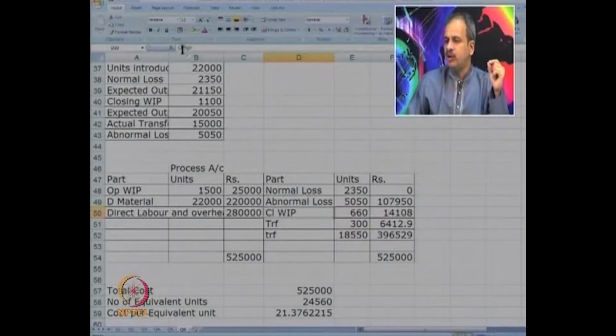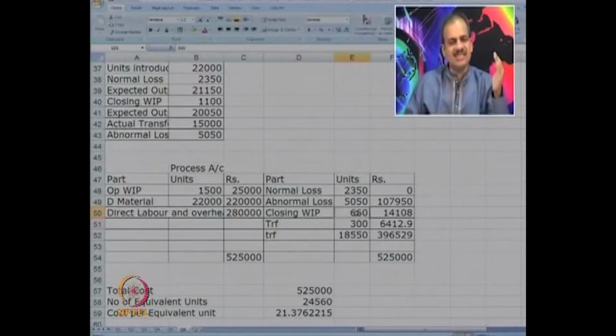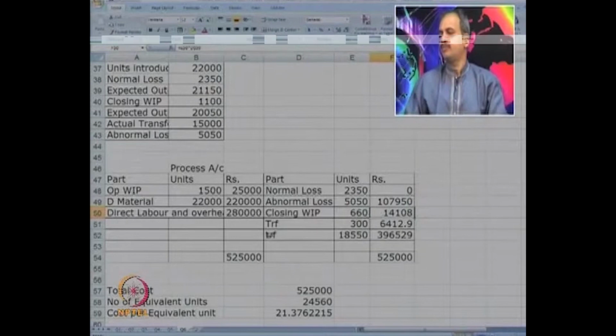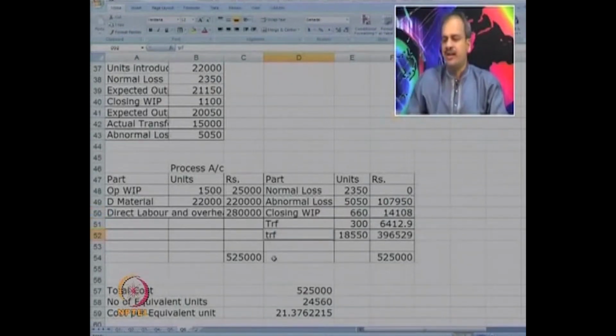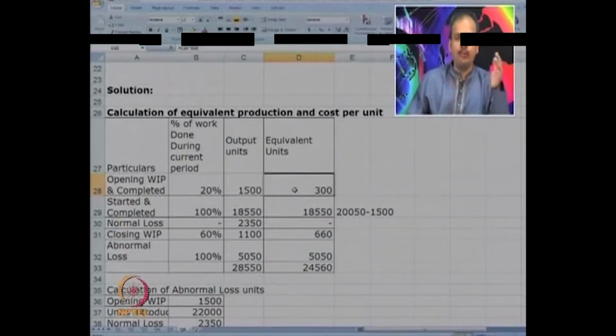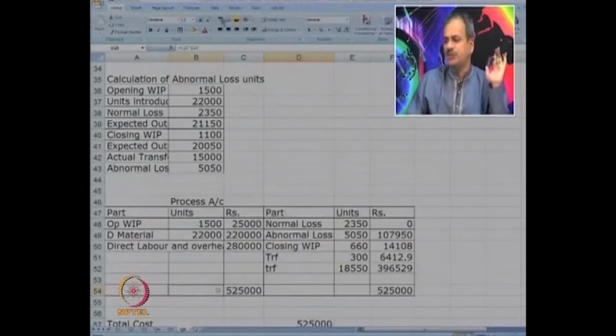So closing work in progress is taken as 660 equivalent units charged at the rate 21, so we get 14,000. This is the stock of work in progress in hand at the end of the period. Now I have written two transfers. Why two transfers? Because this 300, if you go up, you will realize was the opening units transferred. Got it? Plus units which were newly introduced and transferred.